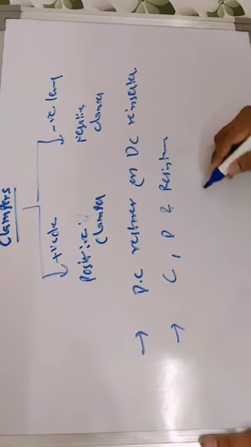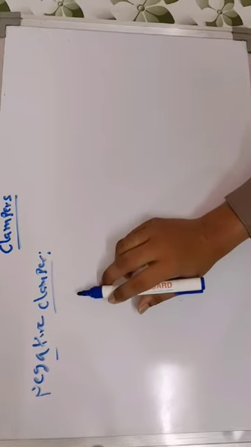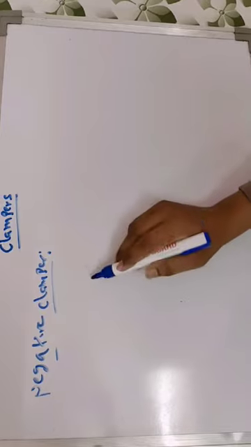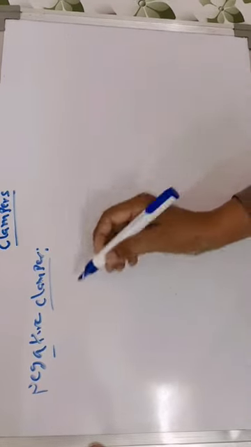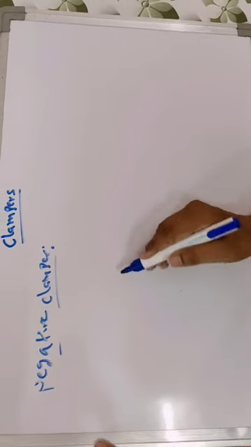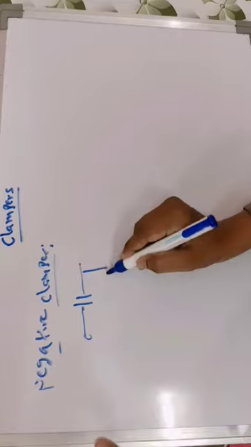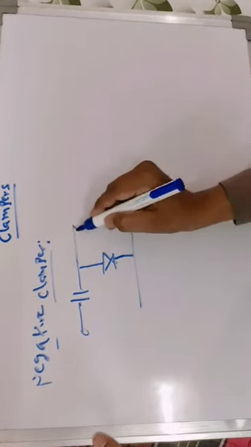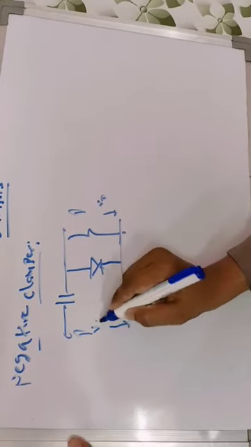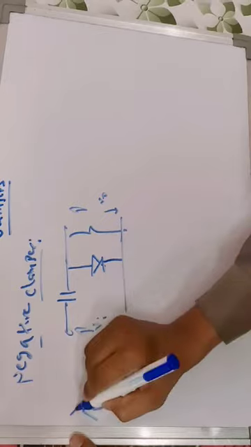Now first we will discuss the negative clamper circuits. A negative clamper circuit adds a negative DC level to the AC input signal. It can be designed with the help of a diode, resistor and capacitor. Let me show the circuit: the diode and resistor combination, across which we take the output, and a sinusoidal signal is given as input to the capacitor.